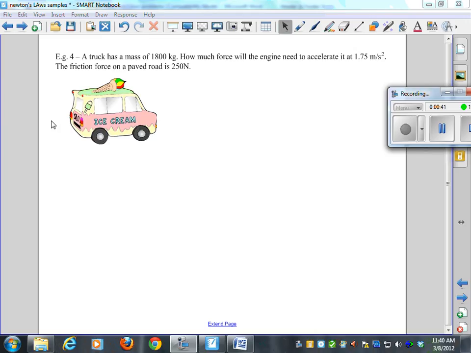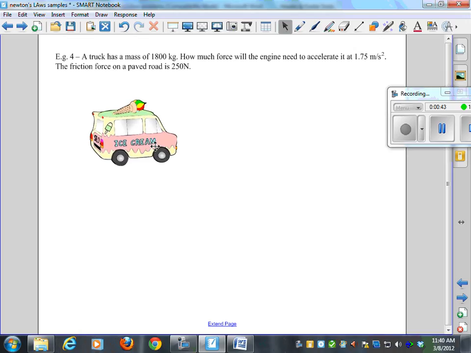So I'm going to draw a free body diagram here. I'm going to use my truck. I'm going to draw this free body diagram here. We're going to have an applied force like this, and our friction force, remember, always opposes motion, so it's going to be backwards like that.